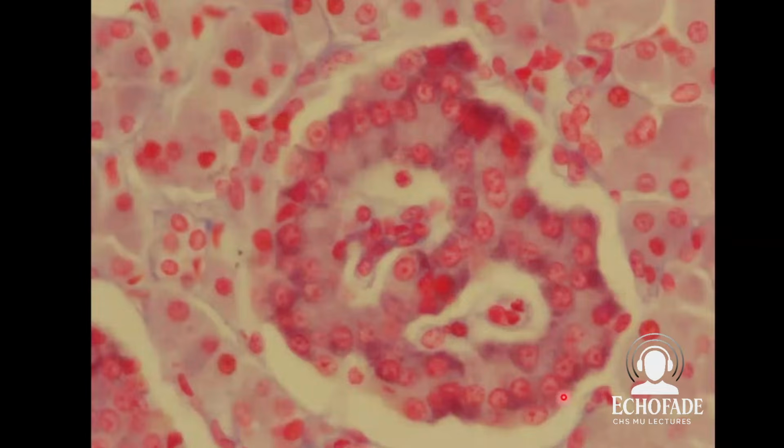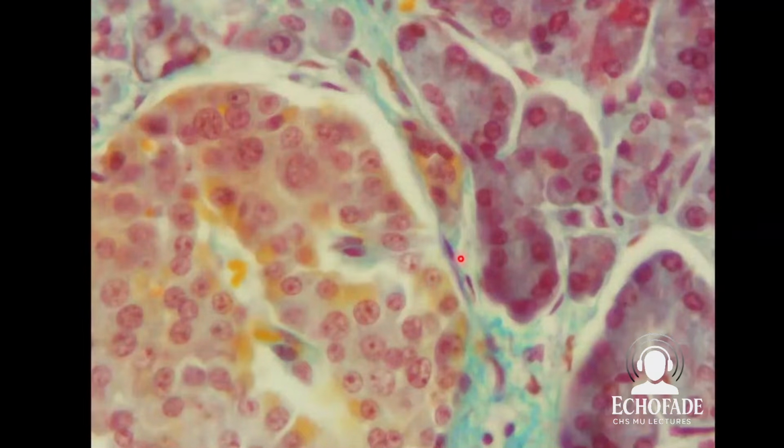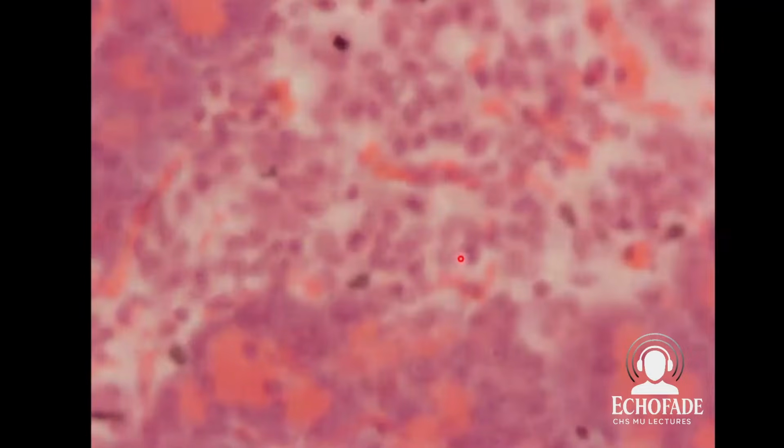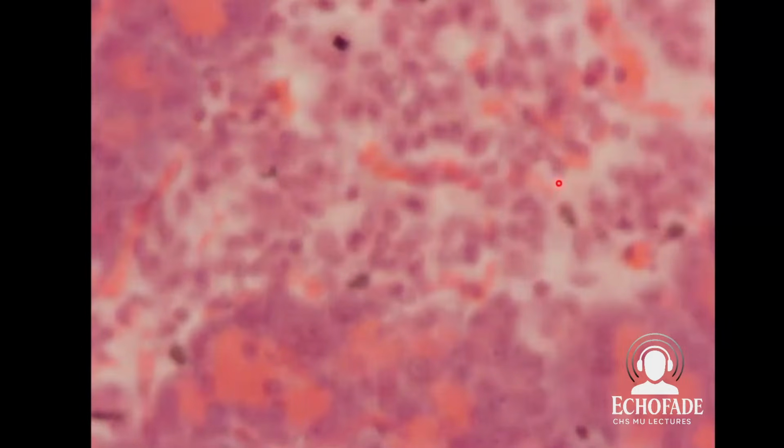So they appear as large and small clusters of cells. Notice these are very small clusters, islands of cells. These are larger clusters, and so on. Again, the same islet, a pale staining region scattered among exocrine cells. So that is the pancreas, islets of Langerhans.